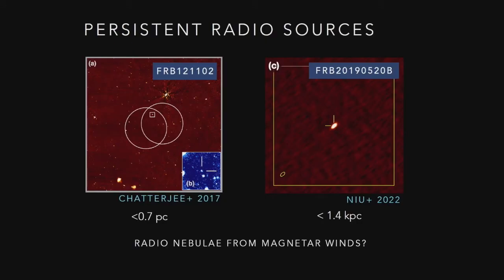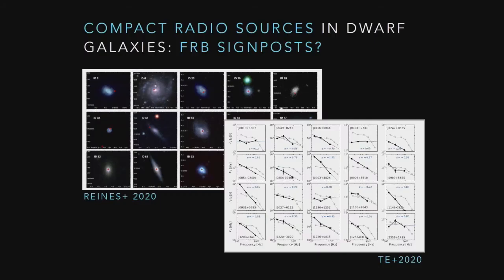But the fact that we now have two FRBs that are co-located with persistent radio sources and in dwarf galaxies really begs the interesting question of whether or not we can use such sources as signposts for FRBs. This was the focus of some of our work from a couple of years ago, where we suggested that a number of compact radio sources in dwarf galaxies, or so-called wandering black holes, might actually be analogs of the first repeating FRB. Rather than accreting black holes, we argued that the radio emission may be powered by some kind of magnetar wind.